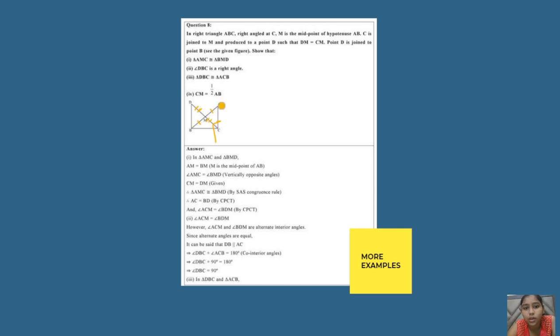Why are they congruent? You can see that both the sides are equal and the angle between them is also equal. Why? Let's get back to the lines and angles. Angle AMC is equal to angle DMB because they are vertically opposite angles. So by the SAS congruency rule, both of them are congruent. Then angle DBC is equal to a right angle. How is angle DBC a right angle? We have to prove this.